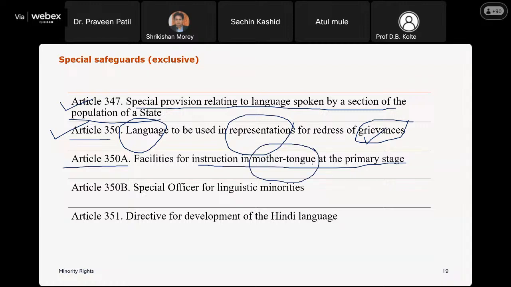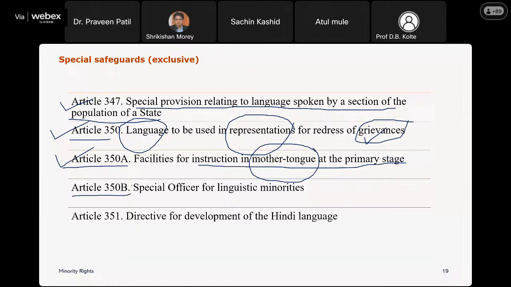That means if there are Gujaratis and the population is substantial, a sizeable population, then in those areas, if the demand is raised, Gujarati schools are to be established, where of course Marathi would be one of the languages, but since the mother tongue is Gujarati, the education has to be provided in that particular language itself. This is one more safeguard made available exclusively to the linguistic minorities.